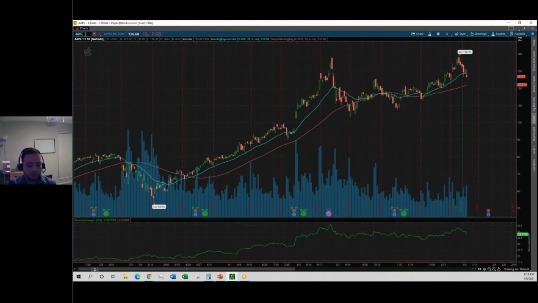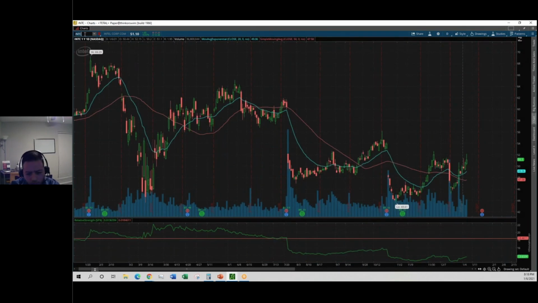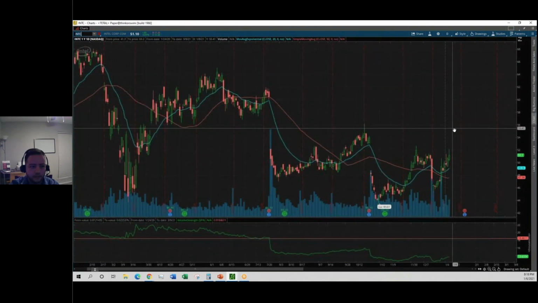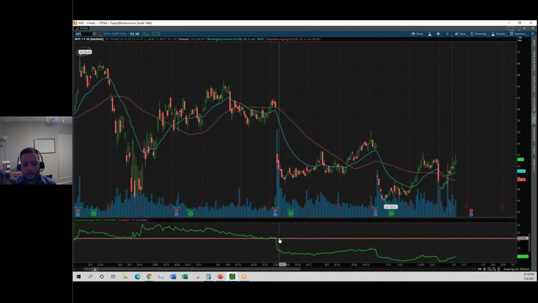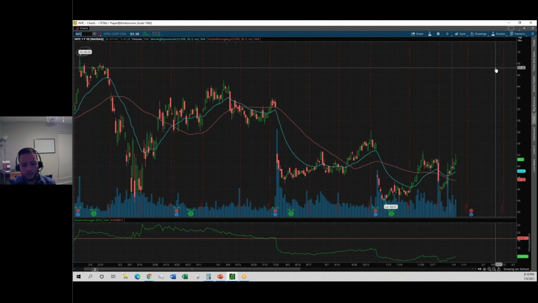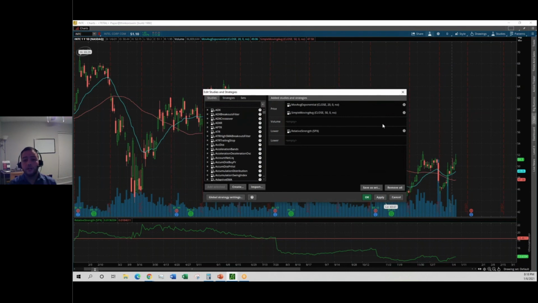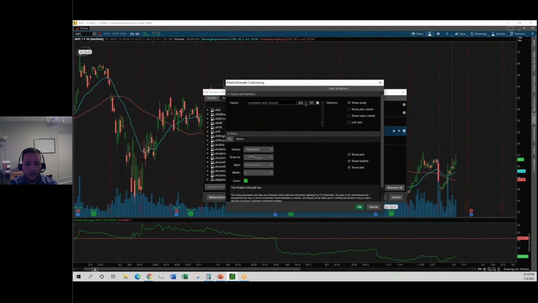For example, if we see something like Intel, we all know that Intel hasn't had its best year, and it gets reflected here. It has widely underperformed the S&P 500 by a wide margin. You can also compare the stock against other stocks in its same sector or against other benchmarks. What we have to do is go back to the relative strength study here, click on the little gear, and now we can choose the correlation that we want.